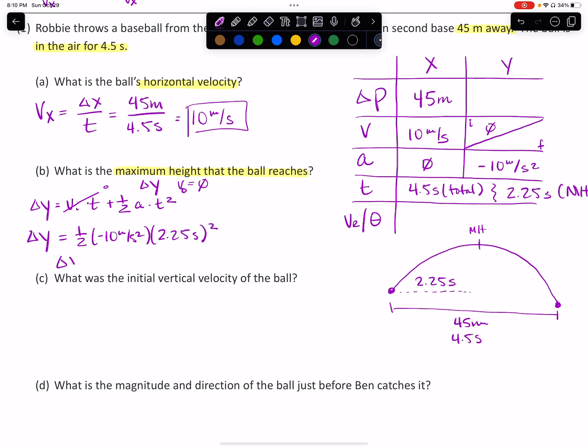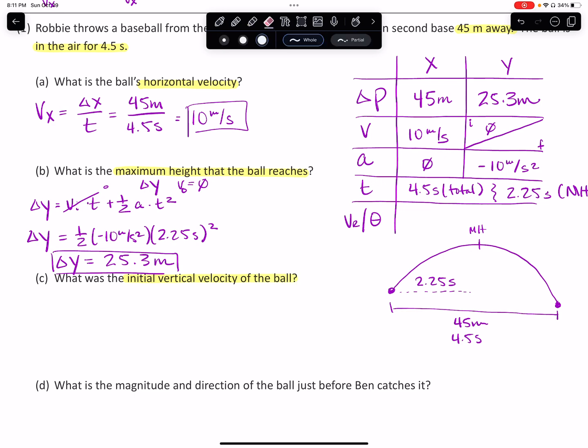All right, so I'm going to plug all that into my calculator, and I'm going to find that the ball reaches a maximum height of 25.3 meters. So that's going to be my vertical change in position, 25.3 meters. Okay. All right, now it wants to know what was the initial vertical velocity of the ball.